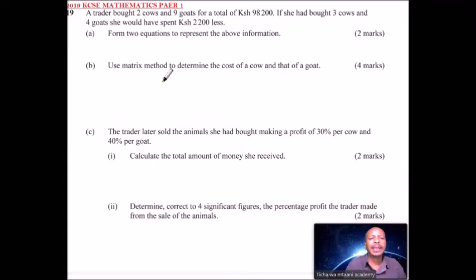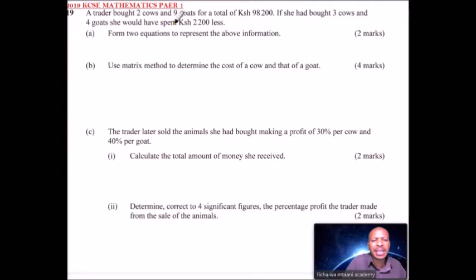Number 19. A trader bought 2 cows and 9 goats for a total of 98,200. If she had bought 3 cows and 4 goats, she would have spent 2,200 Kenyan shillings less. So A, form two equations to represent the above information.